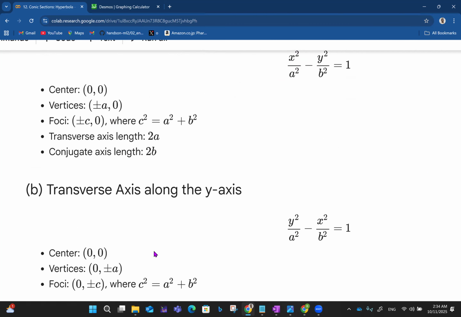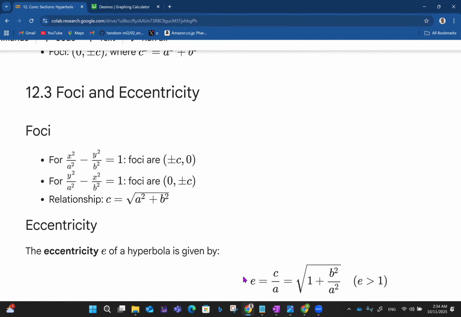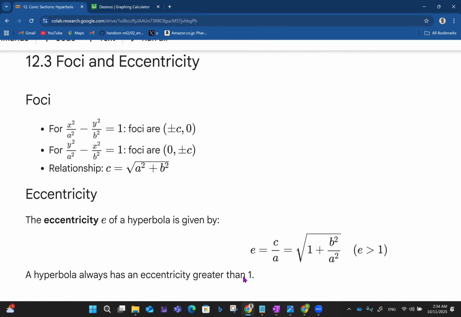So we demonstrate all that. We also assume the center is 0. The vertex now will be 0, comma plus or minus a, and the foci 0, comma plus or minus c, where c squared is equal to a squared plus b squared. Okay. Then we talk about foci and eccentricity.